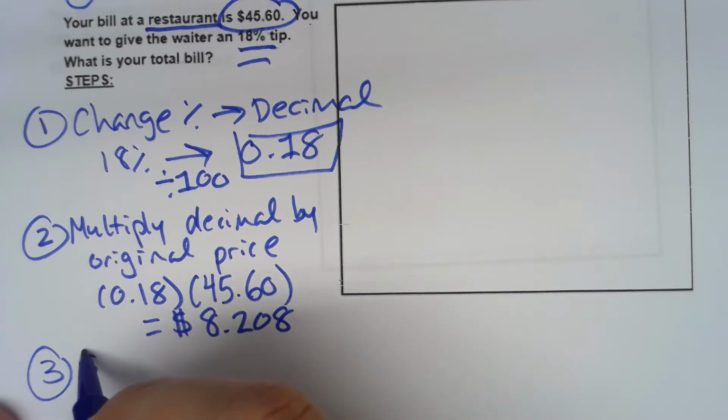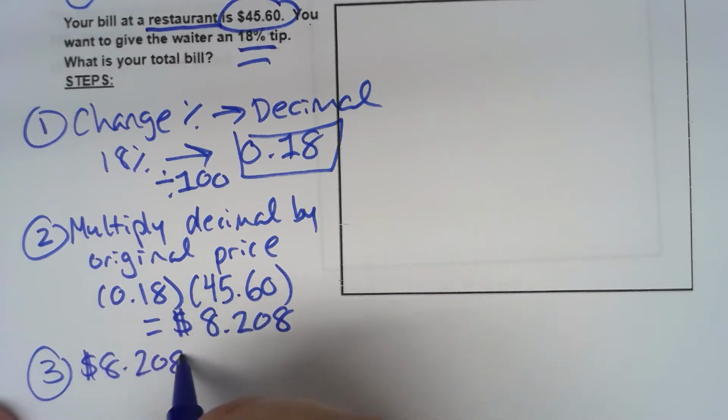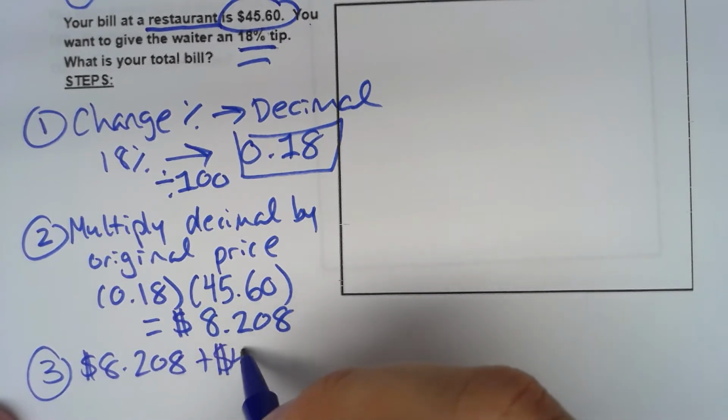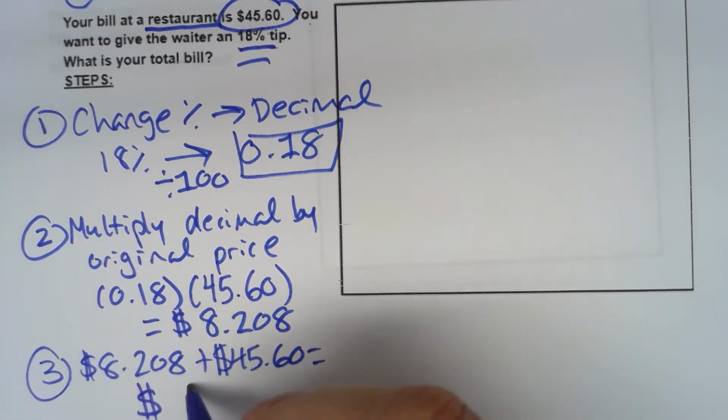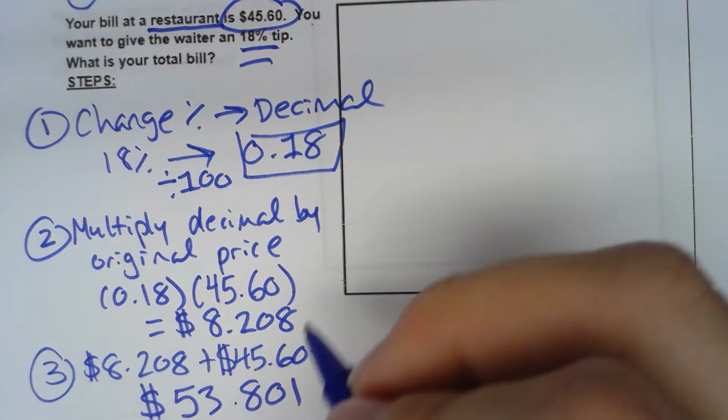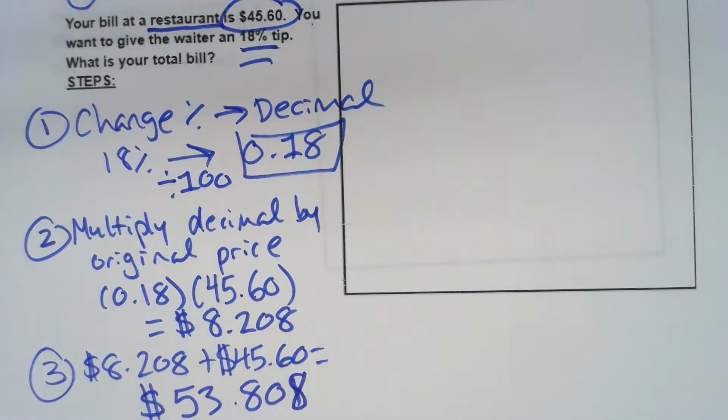So we do 8.208 plus 45.60. And we're going to get 53.808.